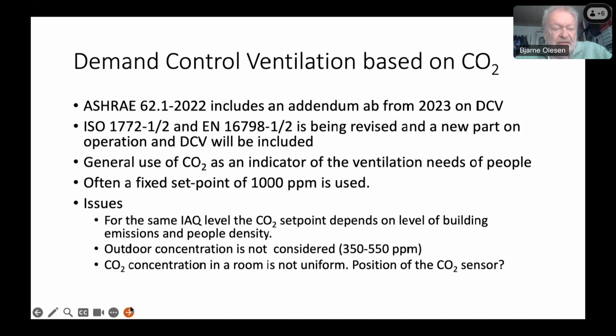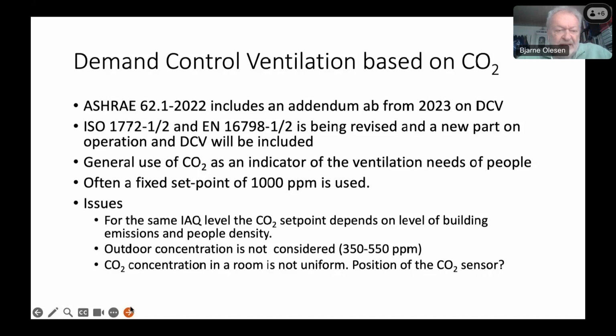The two other standards I mentioned earlier, ISO and EN, do at the moment not have anything about control of ventilation, but they are both being revised. And in the revision, we have now decided to include also operation of systems and the use of DCV, demand control ventilation. So we have a discussion on this issue.